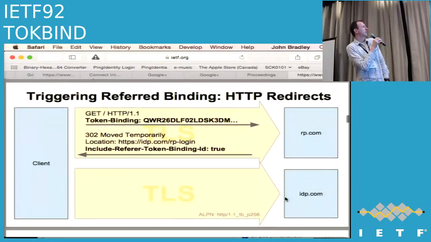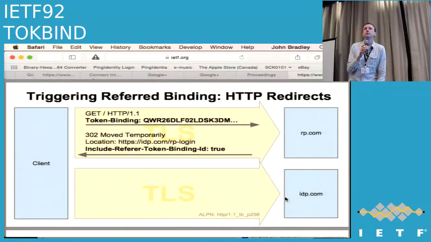So here's the HTTP redirect version of this. The proposal is that the relying party, in an HTTP response header, says, hey, I'm redirecting you to some place where I want you to tell them what public key you're using with me. So the response header here is include refer token binding, which is part of the response headers from a 302 redirect response.